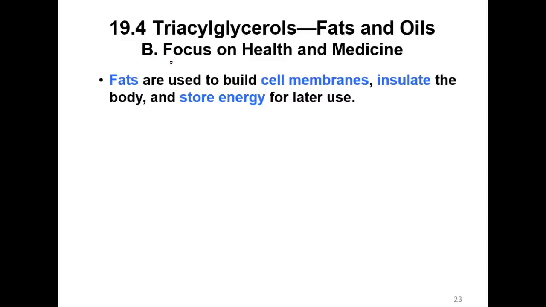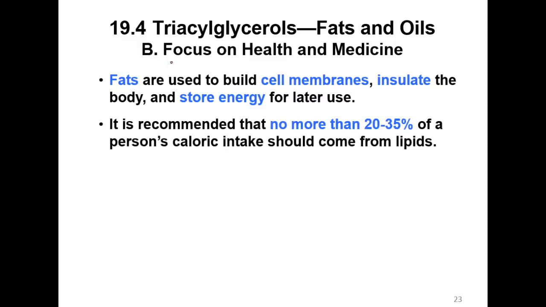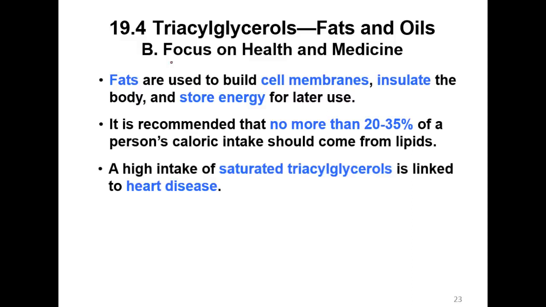All right, here's some health and medicine. We know fats are used for our cell membranes to insulate. Fats are very important in our diet. You know, having a low-fat diet is actually not a good idea. Having a low saturated fat diet is a good idea, but not having a low-fat diet. You need to have fat in your diet. You have to have fat in your diet. All right, it does store energy, but if you eat the healthy kind, it doesn't really stay in our bodies. They recommend 20 to 30% of a person's caloric intake from lipids.